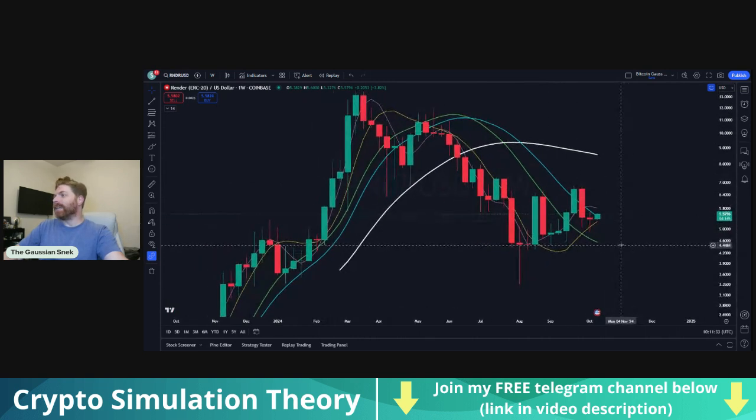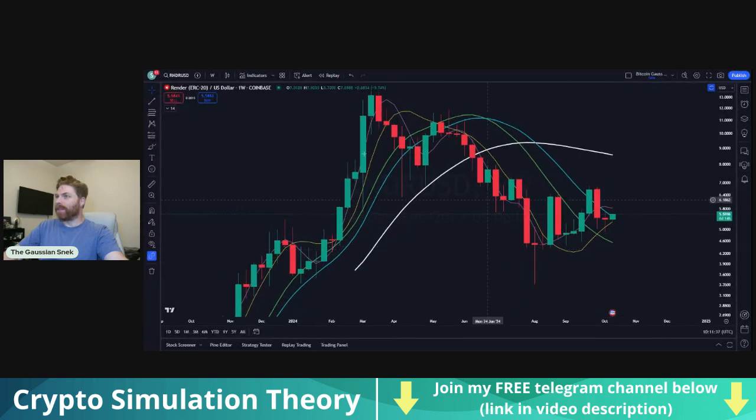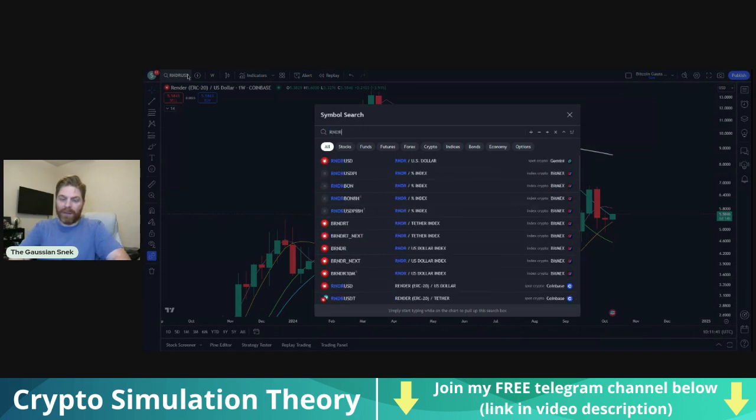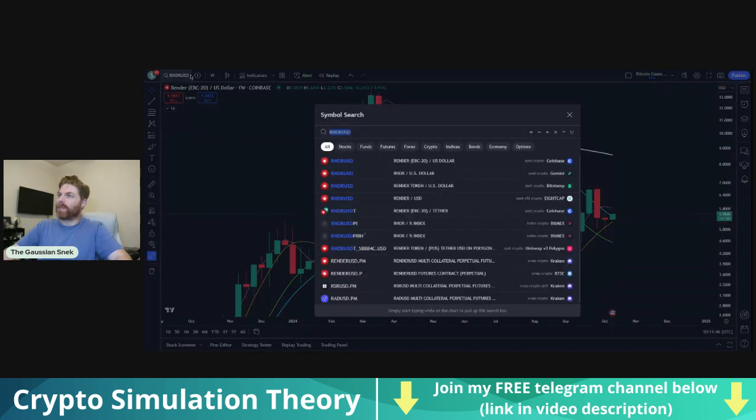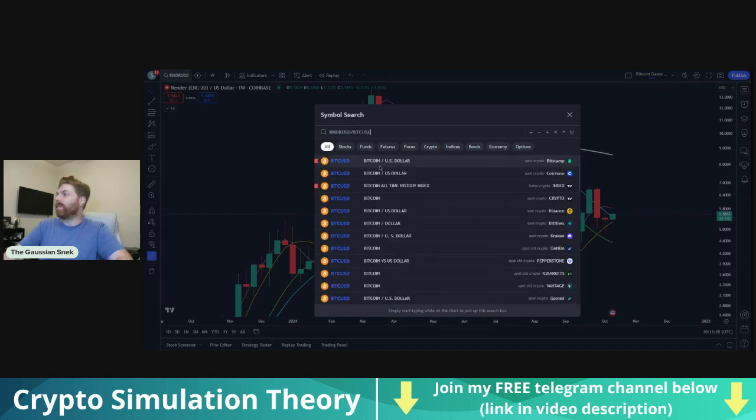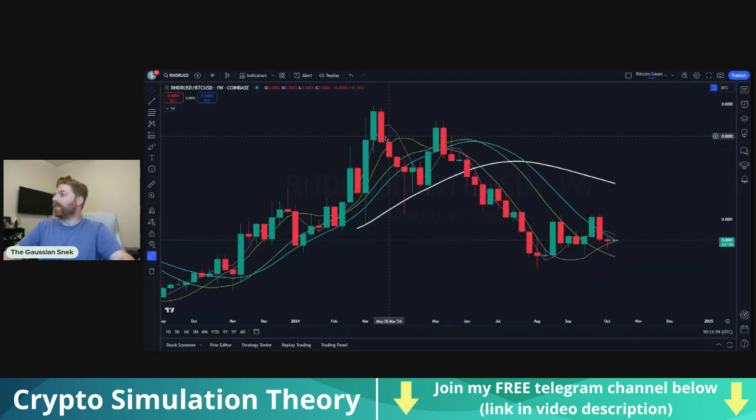Out of curiosity, I'd like to take a look at Render Bitcoin as well. I think there's enough history to make it a meaningful chart. So let's take a look at that. Render Bitcoin. I guess we don't have a preloaded chart, so I'll just have to make it. So the Render divided by Bitcoin USD. Select the all-time history index.